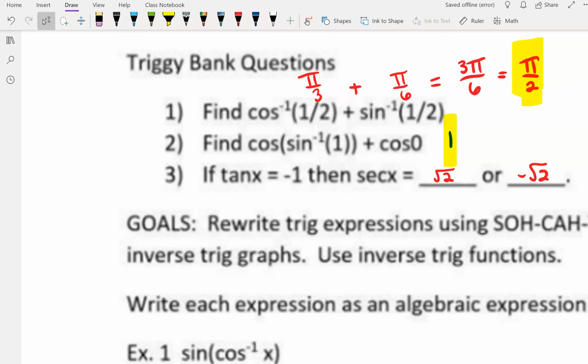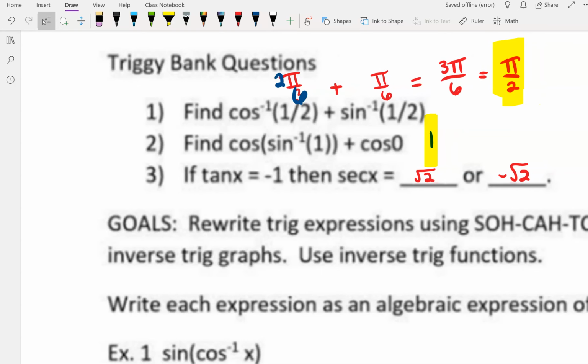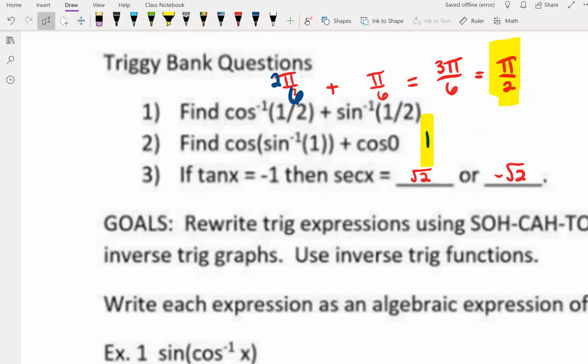For number 1, inverse cosine of 1/2 is going to be pi over 3 because cosine of pi over 3 equals 1/2. And then inverse sine of 1/2 is going to be pi over 6 because sine of pi over 6 equals 1/2. And then we add those two together. We need to get common denominators, so this will be 2/6 plus 1/6 equals 3 over 6, which reduces to 1 over 2. So we have 1 over 2 pi, or pi over 2.